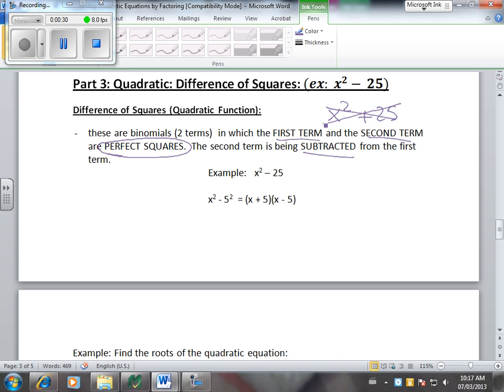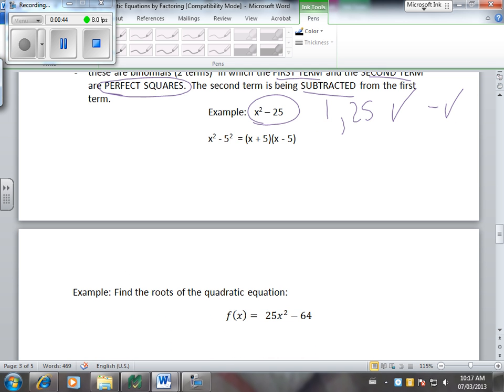So when we look at this one, x squared minus 25, x squared is a perfect square, 25 is a perfect square. That's good. We have a subtraction, so we're good to go. So when we factor this out, we end up with x squared minus 5 squared. Okay, and when we factor that into two brackets, we'll have an x plus 5 and an x minus 5. And this is how it always goes.